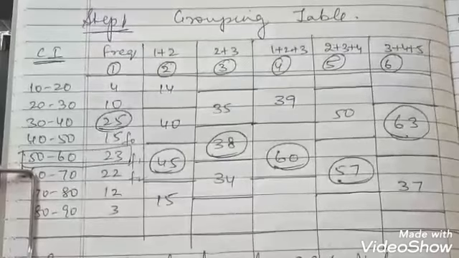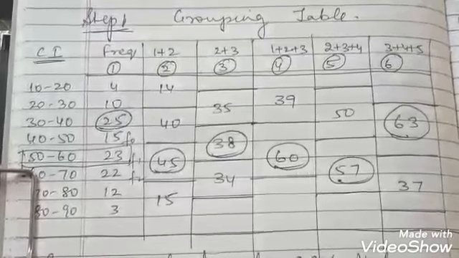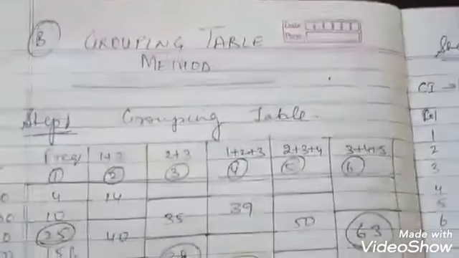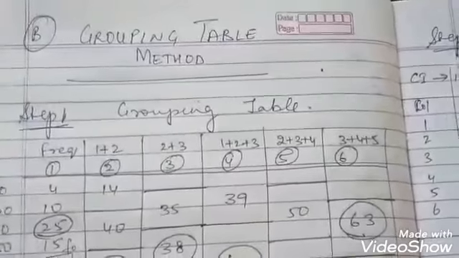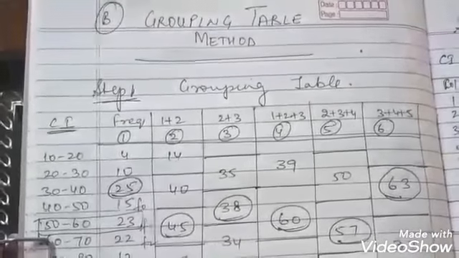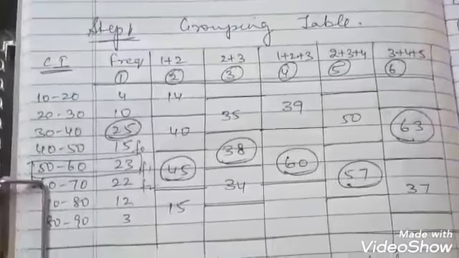Okay, now we are going to calculate mode using the grouping table method. Now, the method is the same, children, it goes in the same methodology like you did for discrete series. Only thing is here we are going to use the formula also. In step 1, we are going to calculate the grouping table.